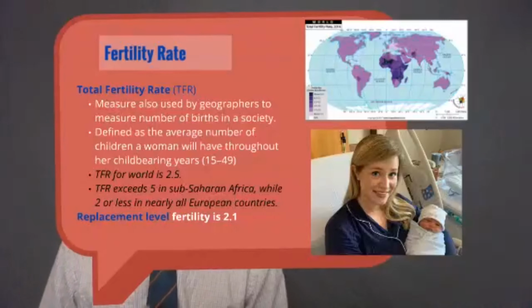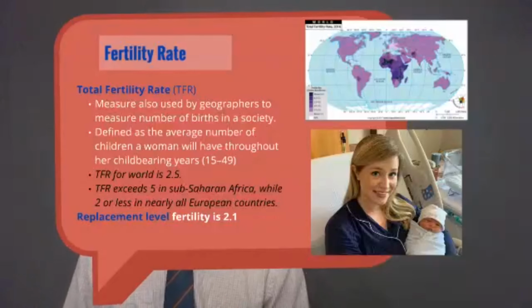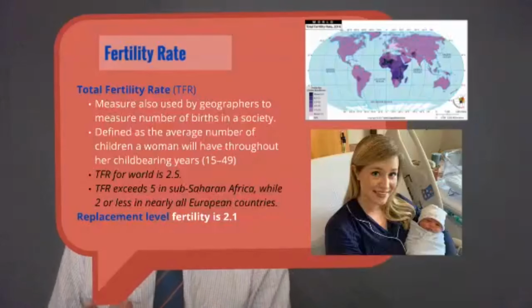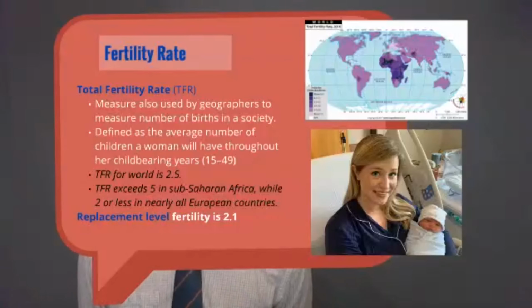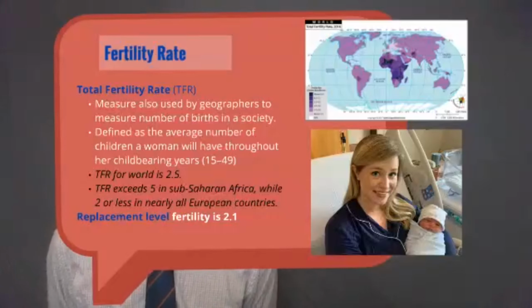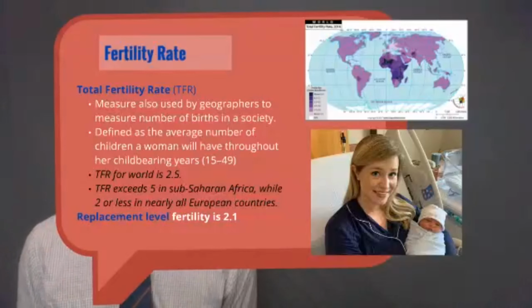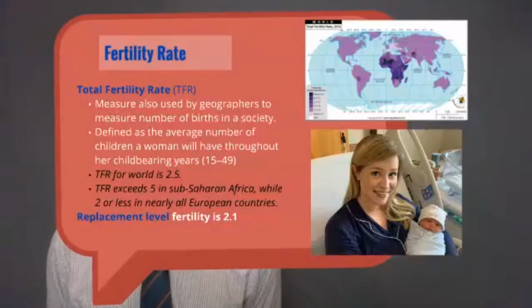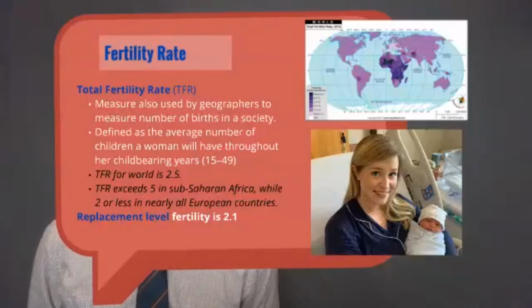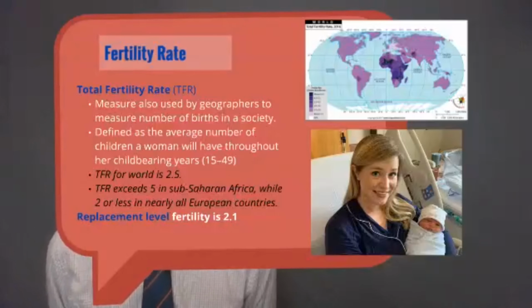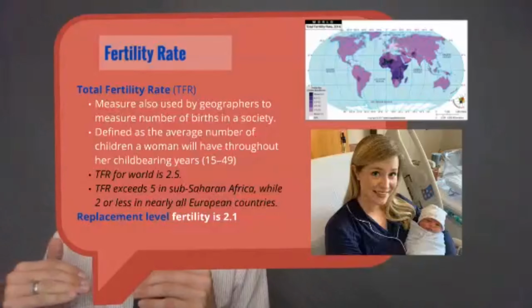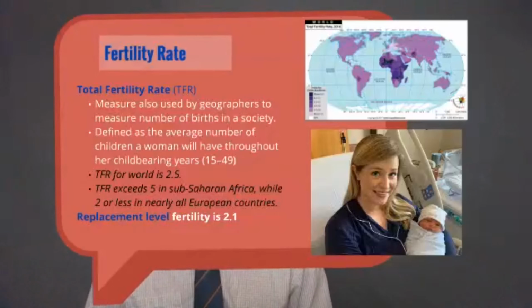The total fertility rate for the world is 2.5. So that means on Earth, women are having an average of 2.5 children in their birth-giving years. In sub-Saharan Africa, that number still exceeds 5. So that means that on average, women are having 5 or more children in sub-Saharan Africa in their life. But in most of the European countries, that number is 2 or less than 2. So we see again this gap between the developed world and the developing world on these rates of birth and then also fertility rates.